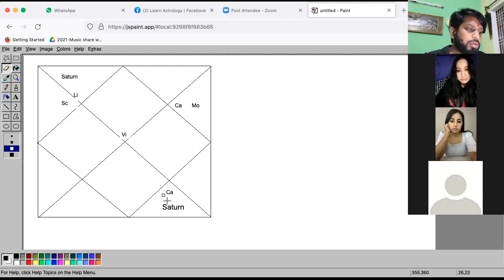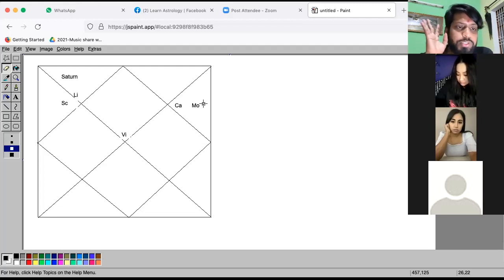Okay. She has Saturn in the second house. Moon in Cancer in the 11th house. Saturn is aspecting the moon from the 10th aspect. So that makes a connection between the Moon and Saturn. Now the part has come. The tattoo is confirmed.